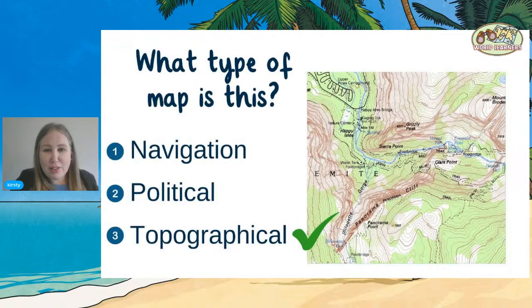We can see those lines there. Can anyone remember what those lines are called? Covered in lines, some close together, some further apart. Those are our contour lines. Well done. Right, let's try another one.